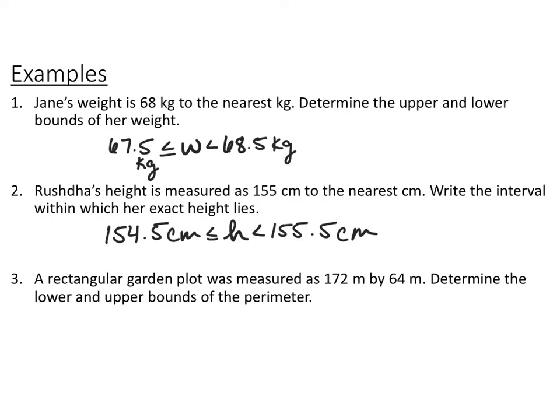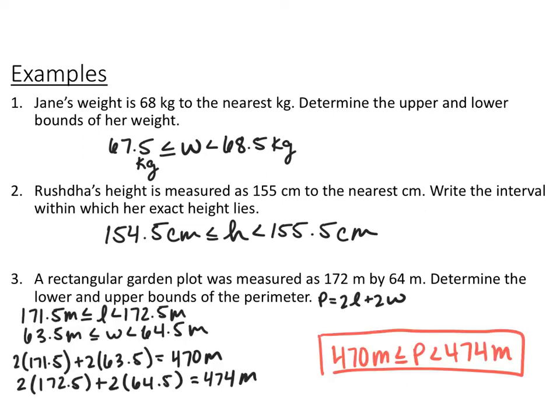Okay. If you haven't already done so, go ahead and pause the video and find the upper and lower bounds of the perimeter of this garden. The perimeter of a rectangle is twice the length plus twice the width. So if the length is 172 meters to the nearest meter, that means it has to be somewhere between 171.5 and 172.5. Similarly, if the width is 64 meters to the nearest meter, then 63.5 up to 64.5 would be the intervals for the length and the width.